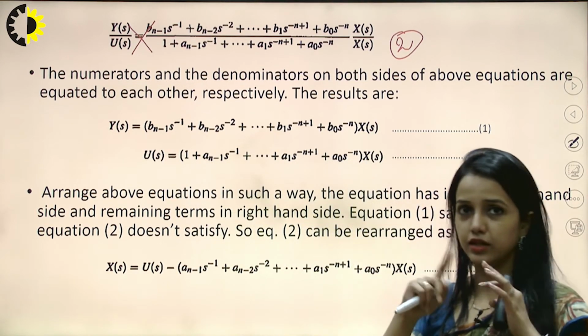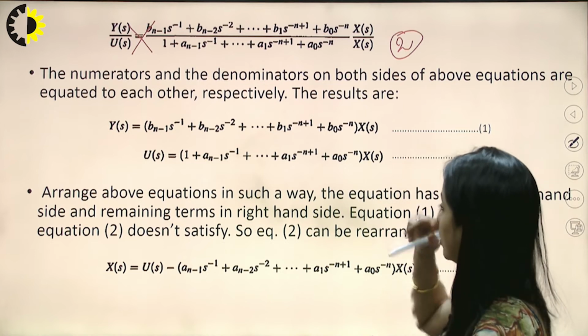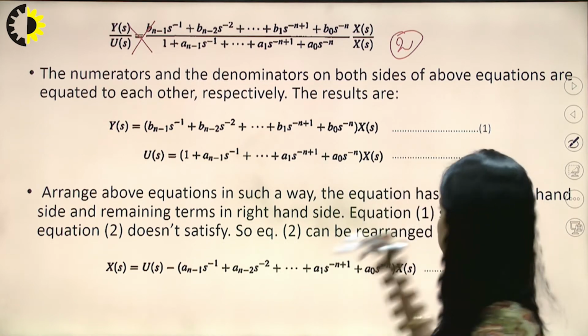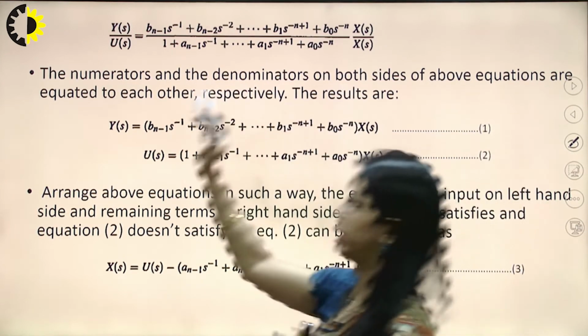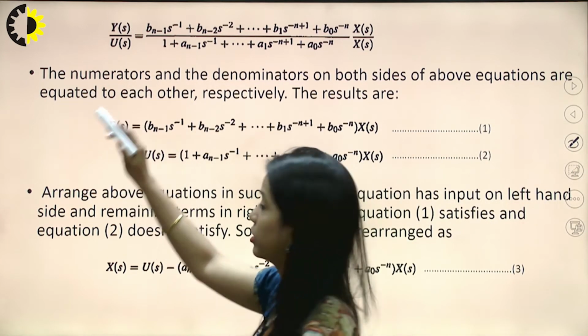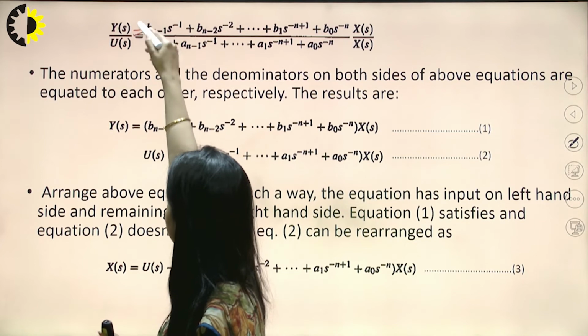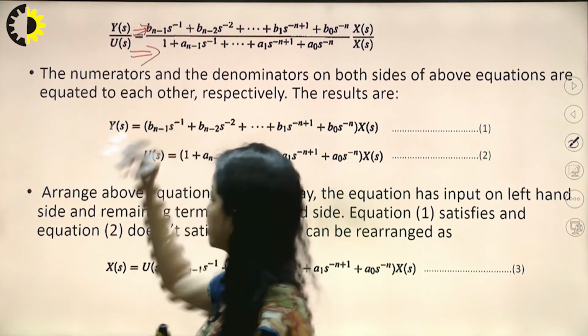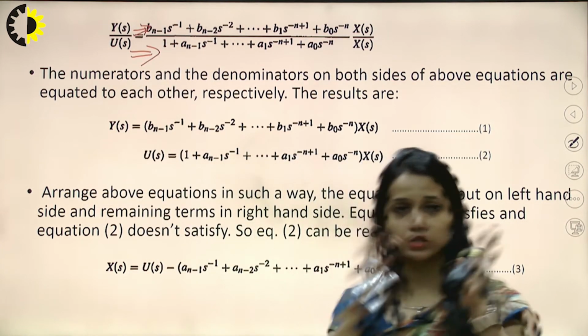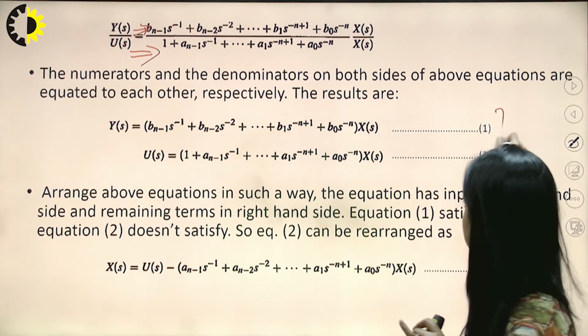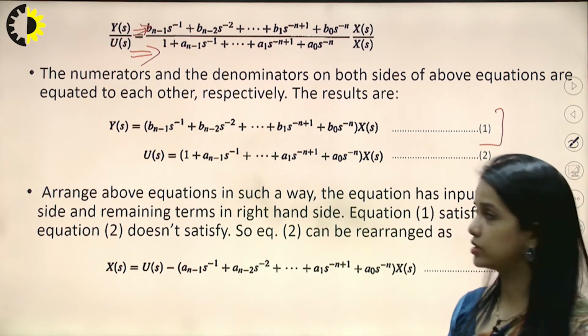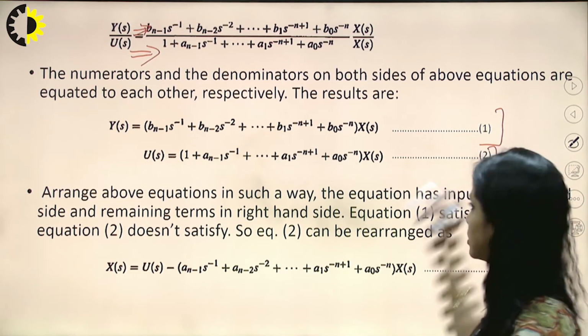No, let me make a correction here. What we are doing, we are equating the corresponding elements, like we are equating ys with this one and we are equating us with this one, not the cross multiplication. We are just multiplying the corresponding ones. So ys multiplied with this gives this equation, and us is getting multiplied with this, giving this equation.